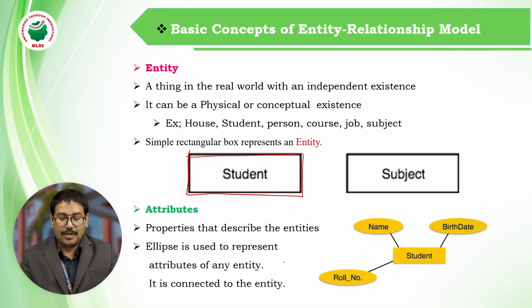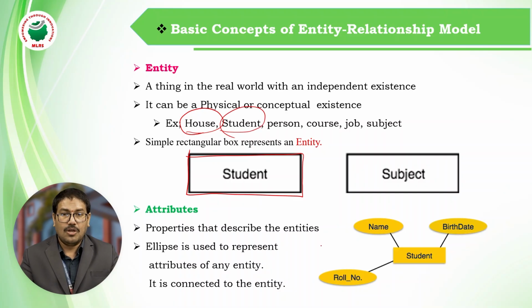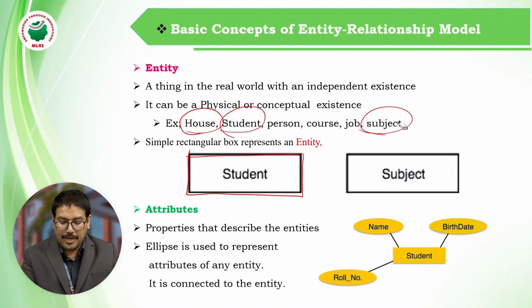For example, if I take a house, this is an entity. Physically a house exists, right? We can see so many houses. Student or a person also physically exists. Course, job, they are conceptual, they do not physically exist. And then subject, these are the physical or conceptual entities. Normally this entity will be represented with a rectangular box, which I have represented here.